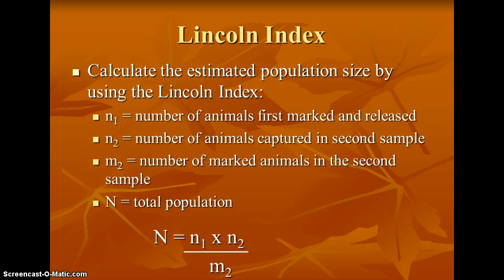All right, so once we have captured, marked, released, and recaptured, we can plug those numbers into a formula to get an estimated population size. So in this formula, N1 is how many animals you caught the first time that you marked and then released back into the ecosystem. N2 is the total number of animals that were captured in the second sample. So that includes both tagged and untagged. And then M2 is how many were marked in that second capture. Capital N is your total population once you have multiplied and divided by your other values. We'll do some examples of this in class so you have some practice with this formula.